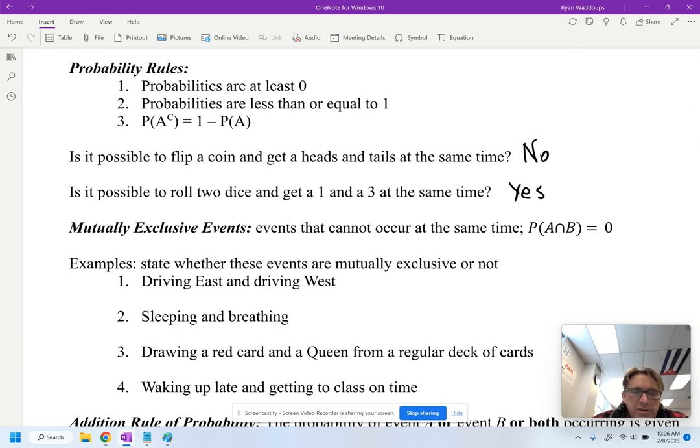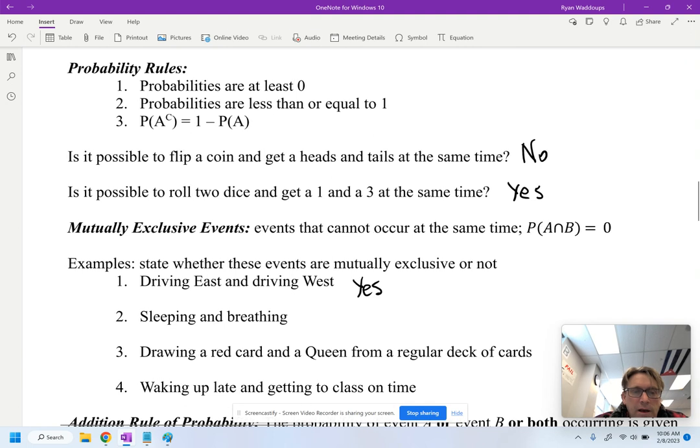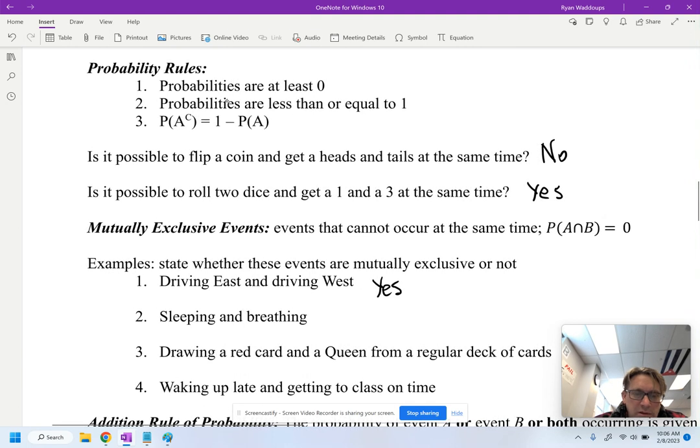Examples. State whether these events are mutually exclusive or not. Driving east and driving west. You're either doing one or the other. So, yes. Sleeping and breathing. You can be sleeping and breathing at the same time, so that would be no.